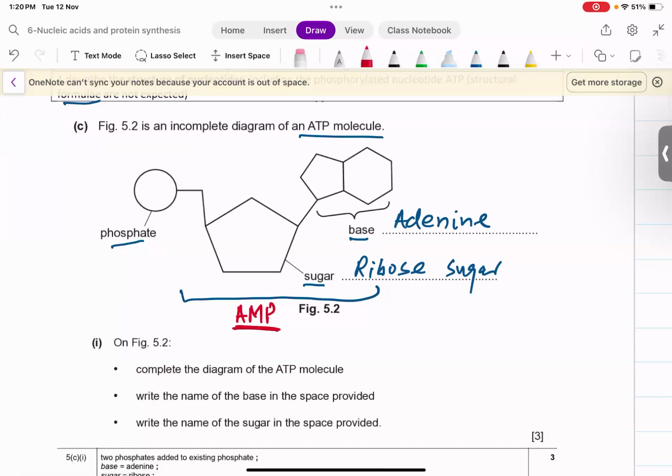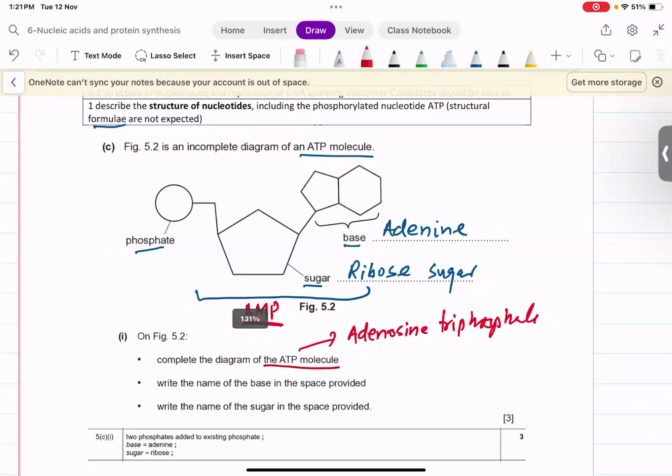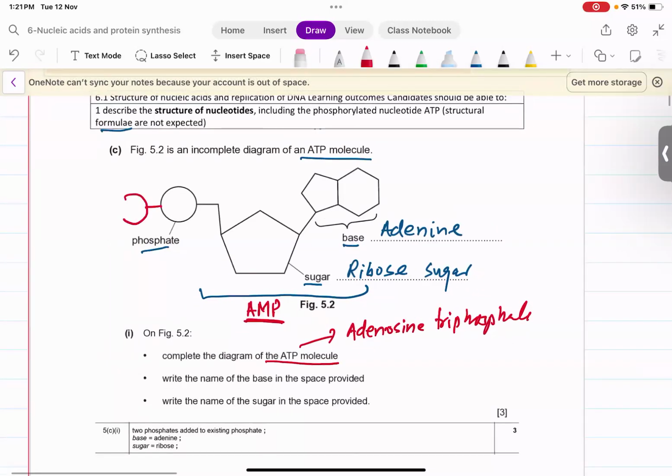Okay, so complete the diagram of the ATP molecule. In an ATP, there should be three phosphates: adenosine triphosphate. So one phosphate is already there, so we have to make two more phosphate groups to complete this diagram. So now this is an ATP. Write the name of the base in the space provided, and write the name of the sugar in the space provided. We have done that already. So this is the structure of an ATP molecule.